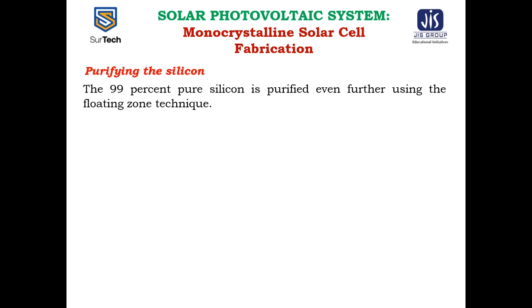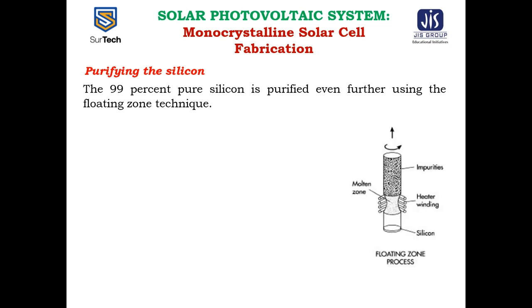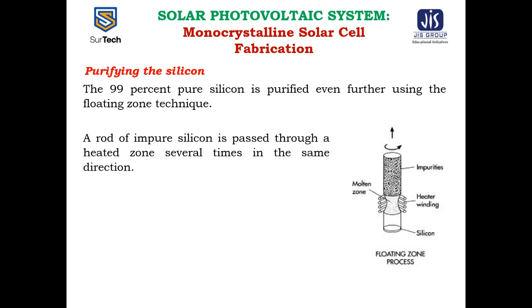The 99% pure silicon is purified even further using the float zone technique. This is the float zone technique. A rod of impure silicon is passed through a heated zone several times in the same direction. This is the actual silicon, this is the heater, and this is the molten zone.